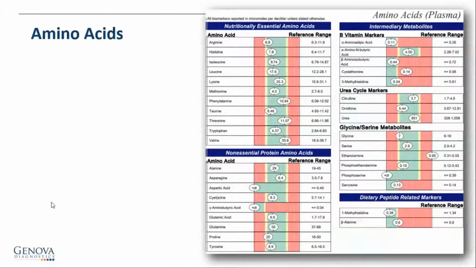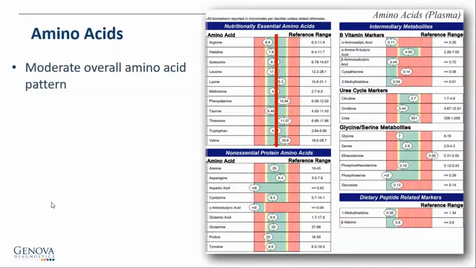So when I look at the amino acids, as I said from page 2, I don't immediately say, oh, you need some glycine, you need some histidine. I want to look at patterns. I want to see the page first. So what's the pattern? I look at the nutritionally essential amino acids. Remember, they're nutritionally essential because they come from foods. And here I draw a plumb line right down the center, and I say, what's the pattern? To me, the pattern is moderate.